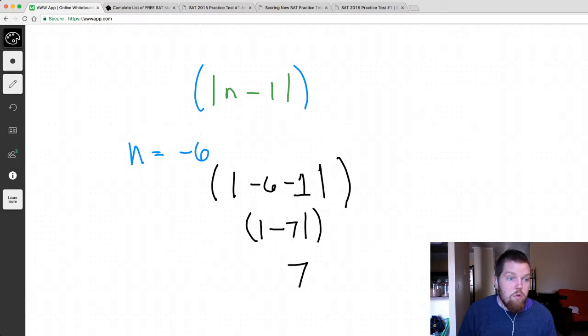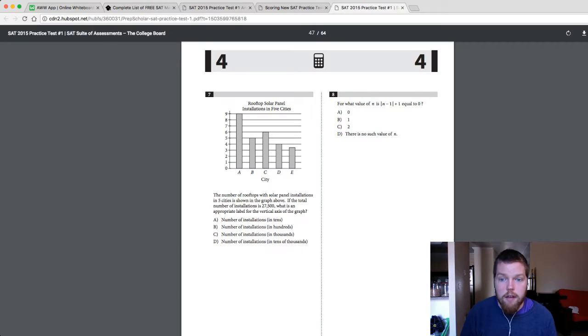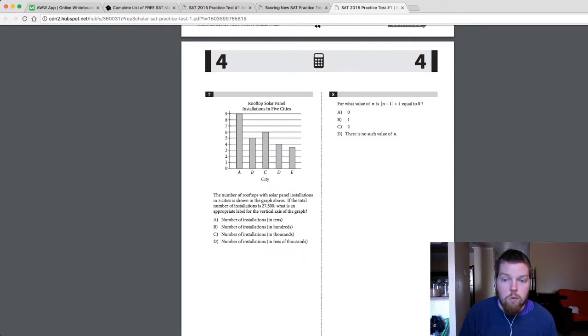So what they're asking is for what value of n is the absolute value of n minus 1, plus 1, equal to 0. So if we did n is equal to 1, 1 minus 1 would be 0, plus 1 is 1. If we did negative 6, then that would be negative 6 minus 1 is negative 7. Absolute value of negative 7 is 7, plus 1 is 8.